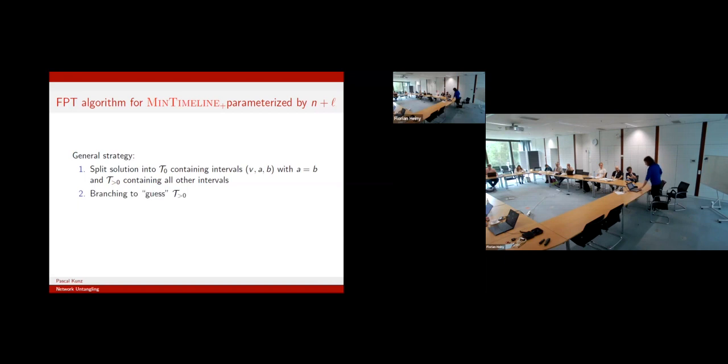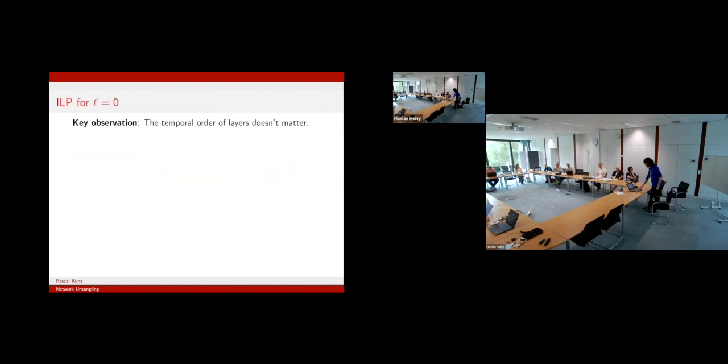Then how does this help me? Well, the first thing is I have to branch to guess what the second set looks like. I can't do this completely stupidly, because the lifetime might be very large. But it's not completely trivial, and it's not too hard either. And then the idea is that for every possible choice of this part of the solution, I can give an ILP that figures out whether I can complete the solution with some T0. So that's the general strategy. Let me start with the third step. How does the third step work?